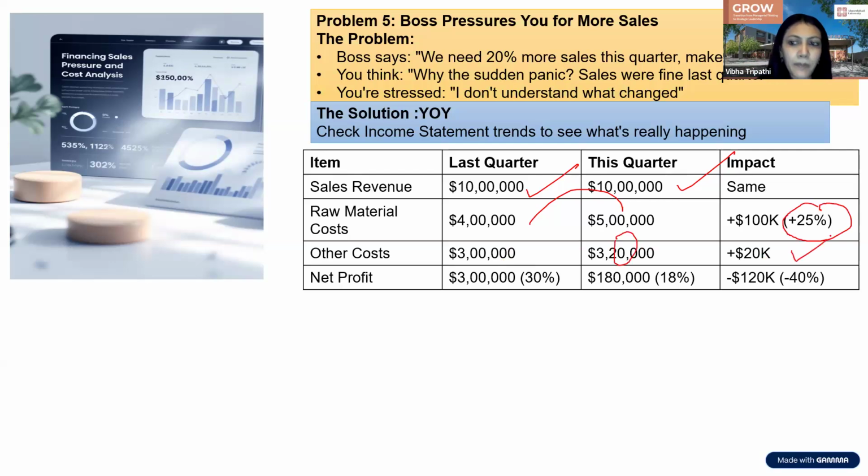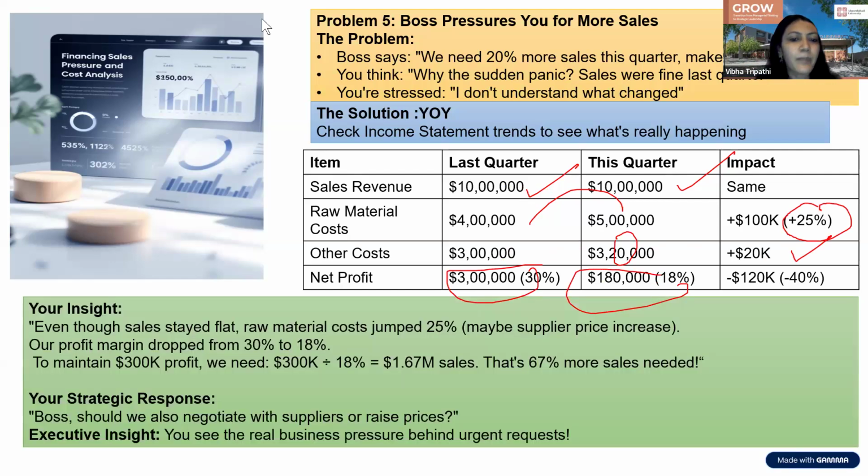So that again puts up a pressure on the company where I had only profit of 3 lakh rupees last quarter. Currently, my profits have reduced to 180 in spite of having the same sales figure. And that means it is important for you to keep tracking what's happening within your business. So a simple math that you have to apply is how much sales you actually need to reach back to the profit of the last quarter.